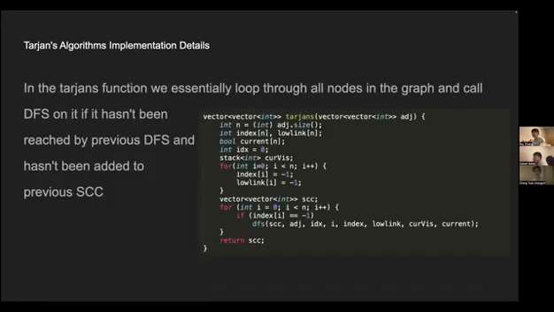So in the Tarjan function, we essentially loop through all nodes in the graph and call DFS on each one if it hasn't been reached by a previous DFS and hasn't been added to a previous SCC. The code is on the right side. Next slide.